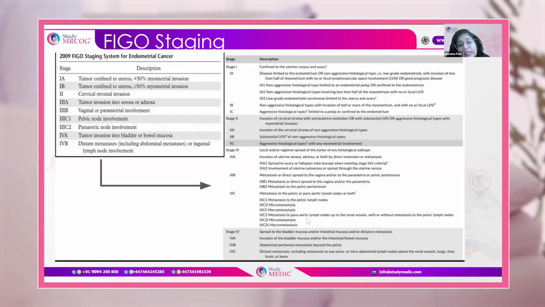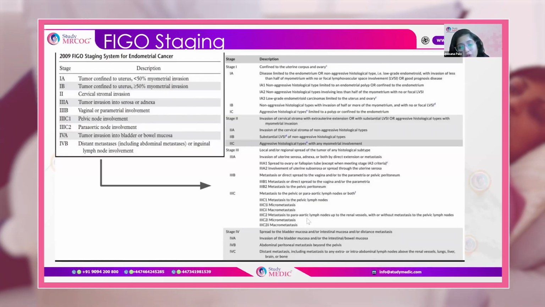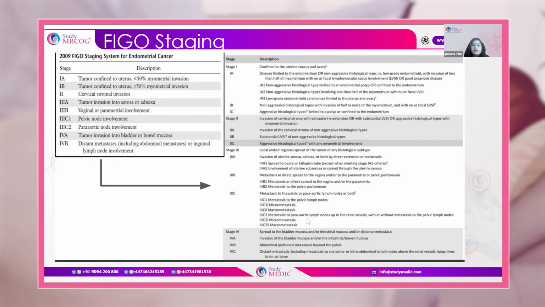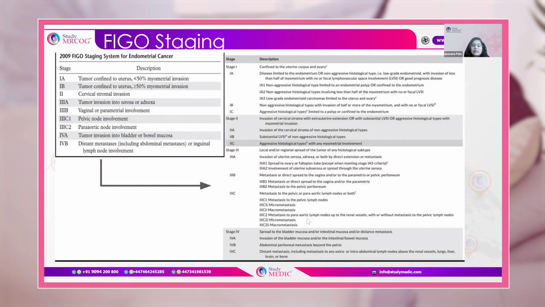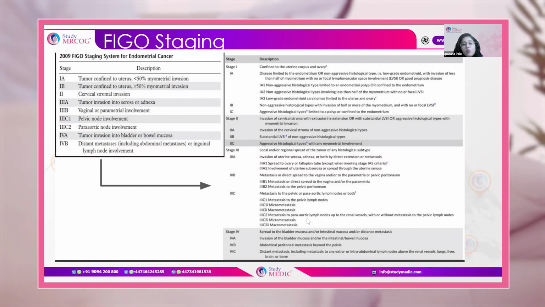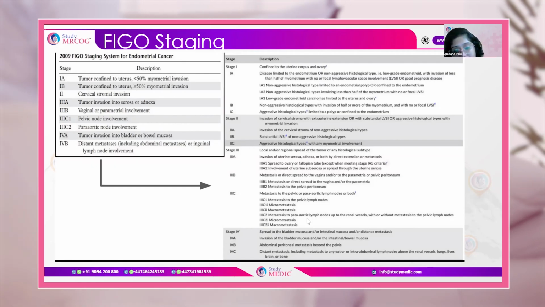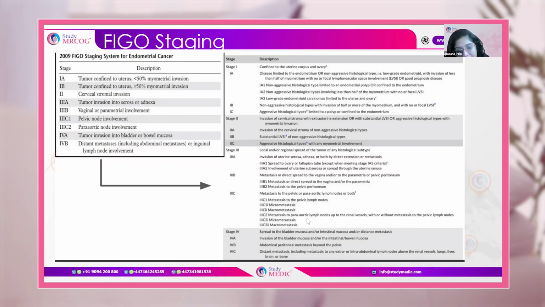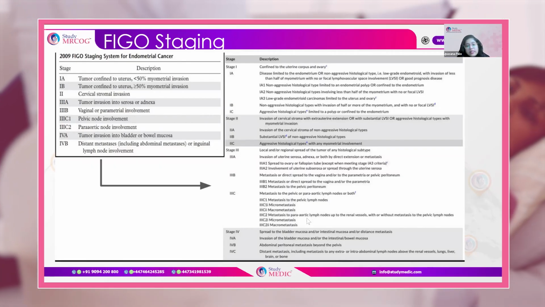Now coming to 3C, 3C1 is pelvic node, 3C2 is para-aortic node. So para-aortic nodes, till where do we consider? Up to the renal vessels. In case it goes beyond the renal vessels, then it is stage 4. So 3C1i is micrometastasis, 3C2i is macrometastasis.